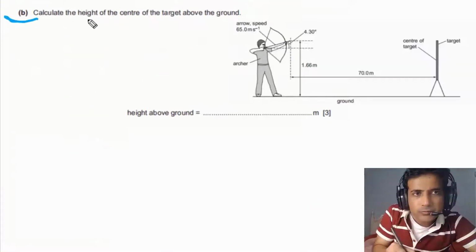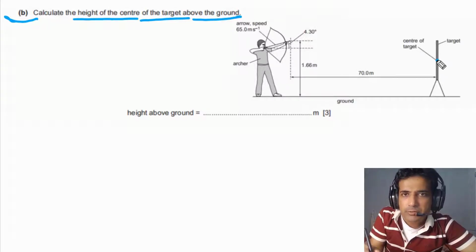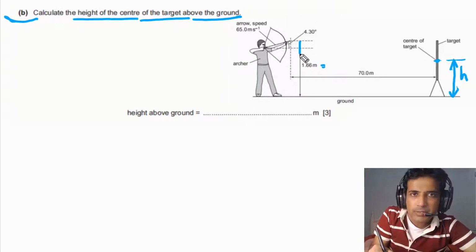For part B, we need to calculate the height of the center of the target above the ground. It simply means that at this point we have the center of this target. We need to find out this height. Let's say this height is equal to small h. And this height, this one, let's say this is equal to capital H. So this height is given to us.